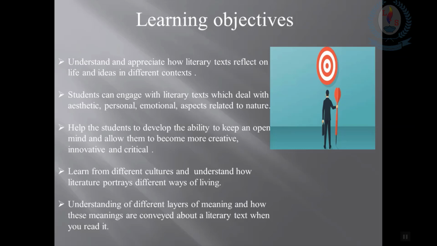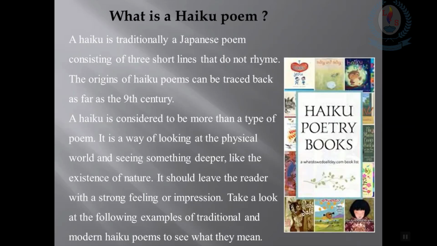And finally, students can understand the different layers of meanings and how these meanings are conveyed about a literary text when you read it. We'll see what is a haiku poem. A haiku is traditionally a Japanese poem consisting of 3 short lines that do not rhyme.